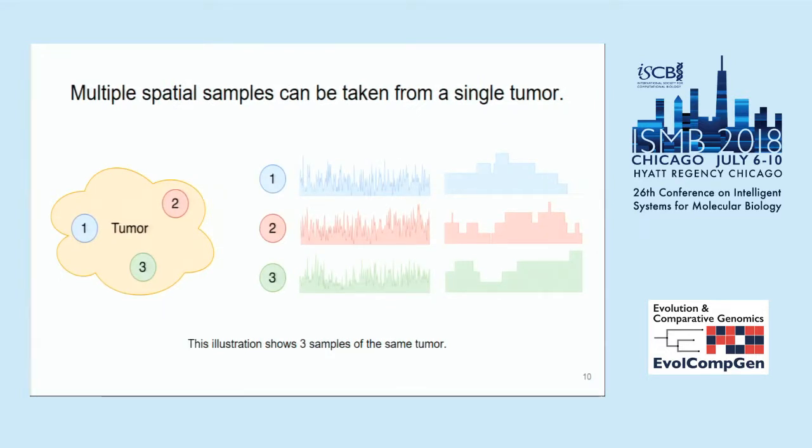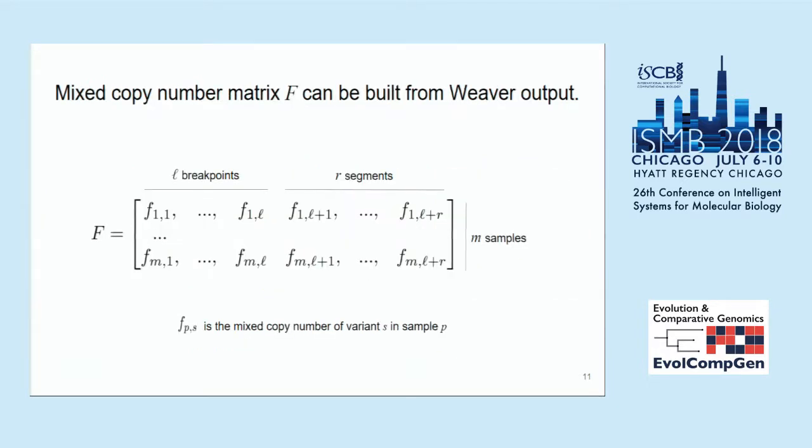So if a tumor has one or more spatial samples taken from it, then we can run Weaver and get estimates for the copy numbers of variants for each of those samples. What this means for us is that we can build a matrix that describes each sample as a row. For each column, we have a single variant, with the first L columns corresponding to the copy numbers of breakpoints, and the next R columns corresponding to the copy numbers of segments.